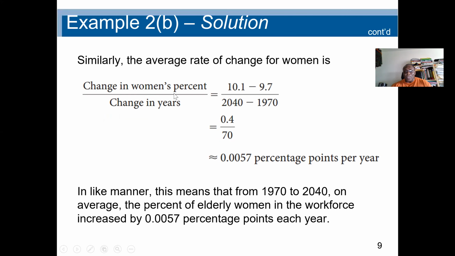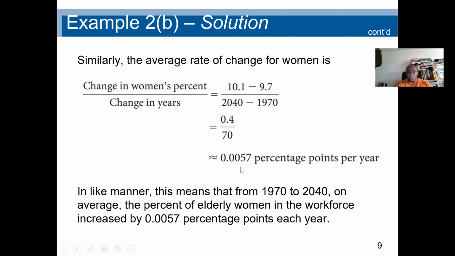Now, with the women, we look at 2040, it was 10.1. 1970, it was 9.7. So we find the difference of 10.1 and 9.7 divided by 2040 minus 1970. And that gives us a positive value. So there was an increase. On average, we have an increase of 0.0057 percentage points per year for the elderly women in the workforce.